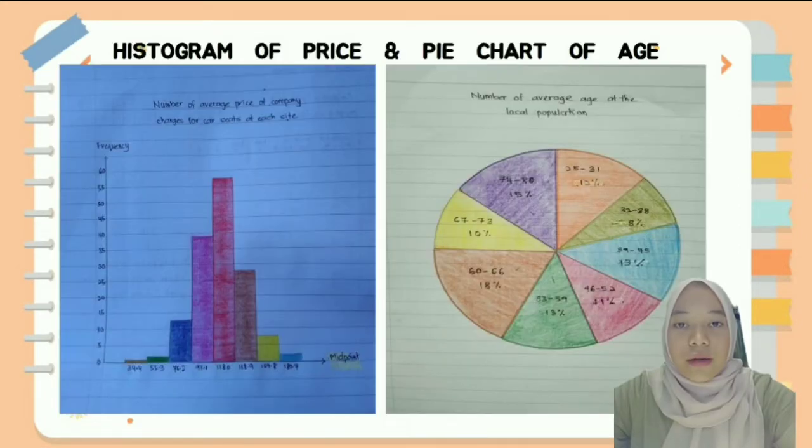Number 2, histogram of price. The graph represents the midpoint along the x-axis and frequency along the y-axis. It's clear that at midpoint 118, it was the highest frequency, which was 55, while at midpoint 34.4, it was the lowest frequency, which was 1.